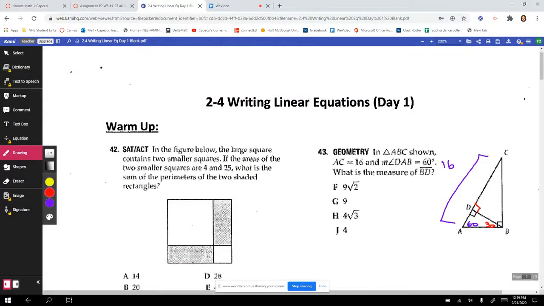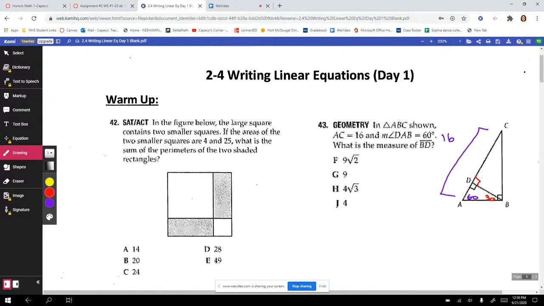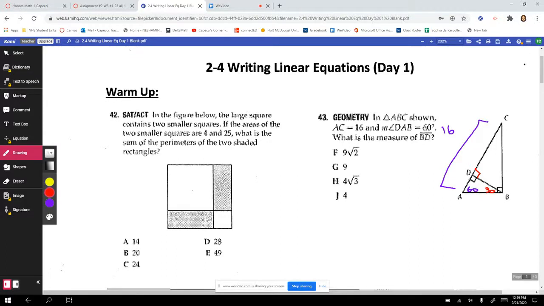Today on Petchy's Corner, we're going to look at writing linear equations, and this is day one of the 2-day assignment that we have. So we're going to do some warm-up questions first. They're just great practice for SATs or other types of standardized tests.